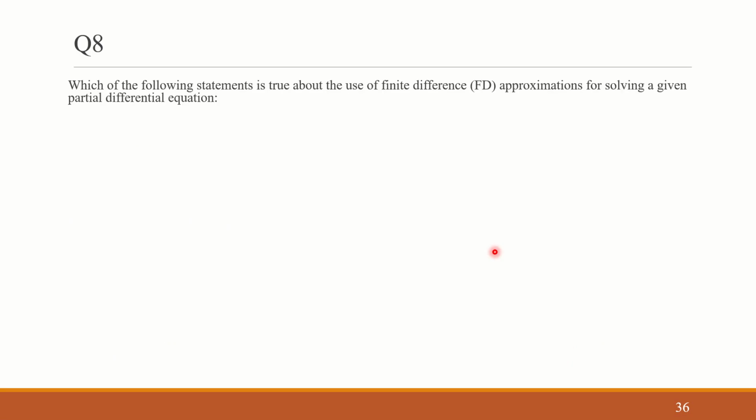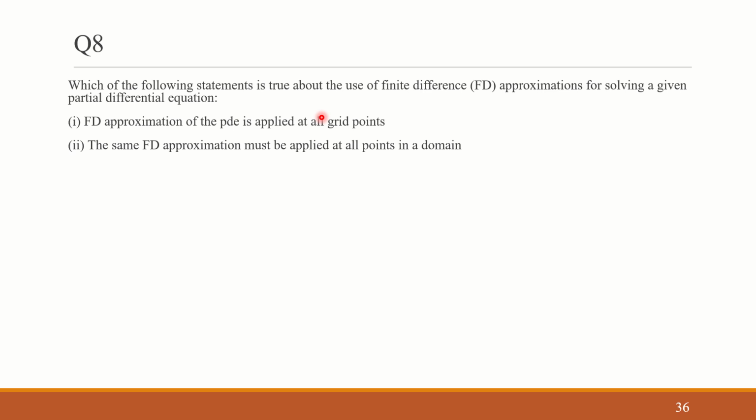In question 8, which of the following statements is true about the use of finite difference approximations for solving a given partial differential equation? First, FD approximation of a PDE is applied at all grid points. Second, the same FD approximation must be applied at all points in a domain. Can anyone give the answer for this? Or else I'll tell the answer, and you can say why. When we are using FD approximations for solving partial differential equations, which of the following statements is true?